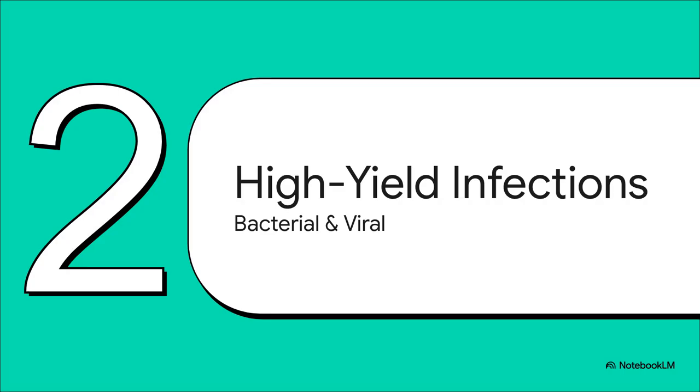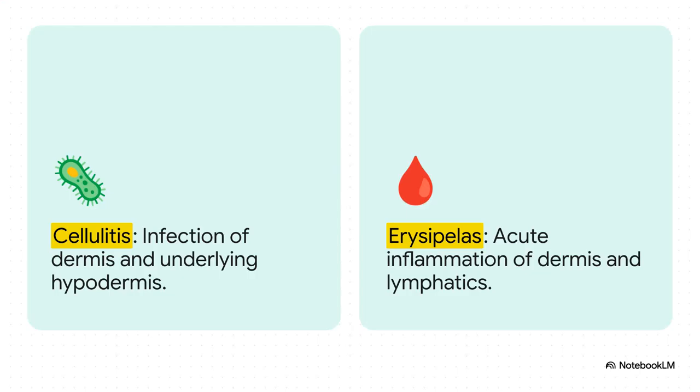Section 2. High-yield skin infections. Let's look at a classic test trap, cellulitis versus erysipelas. You really have to differentiate these two by their anatomical depths. It's kind of like a layering game. Cellulitis goes deep. We're talking an infection of the dermis and the underlying hypodermis. Erysipelas, on the other hand, stays a bit higher up, involving the dermis and the lymphatics. Examiners love to test if you know exactly where that infection is living, so lock that visual in.